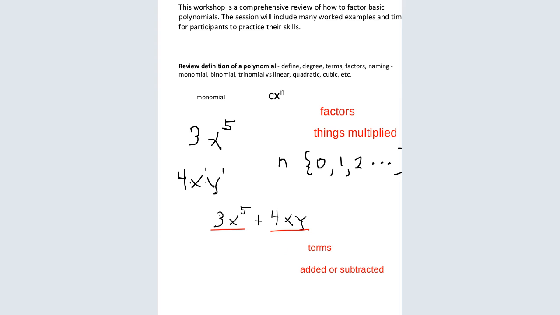Okay, so that's some of the vocabulary that we're going to be using. When we talk about terms, we're talking about things that are added or subtracted. When we talk about factors, we're going to talk about things, numbers, and variables that are multiplied. Okay. So this one, as I said, is called a binomial because it has two terms. So this would be a binomial.